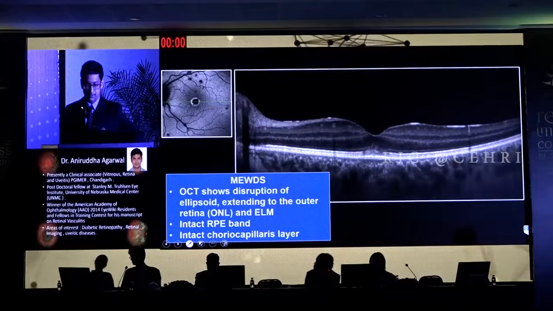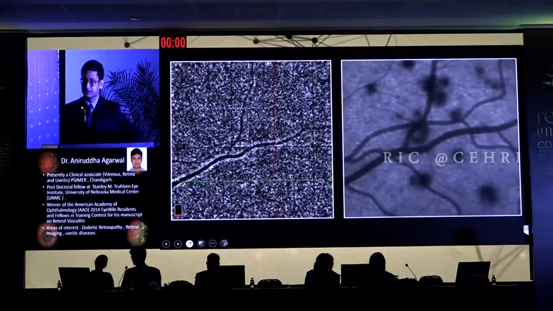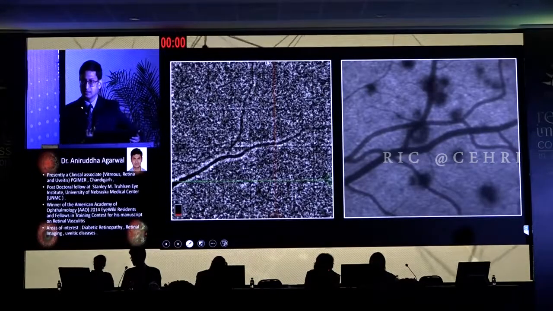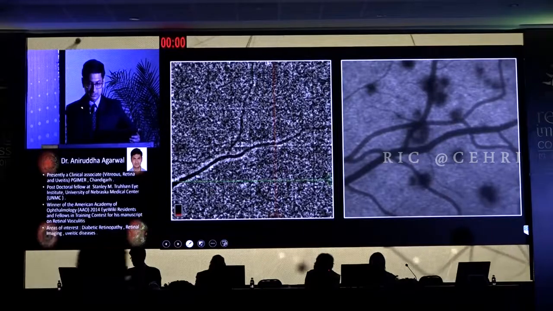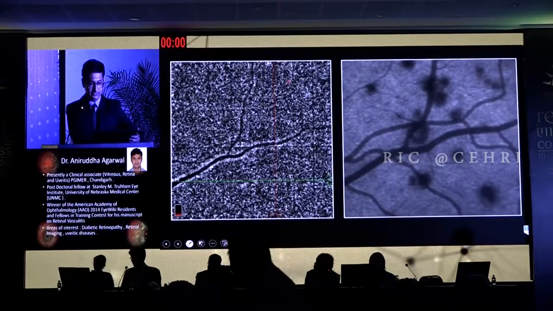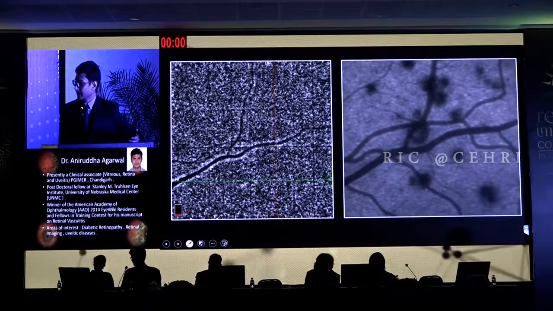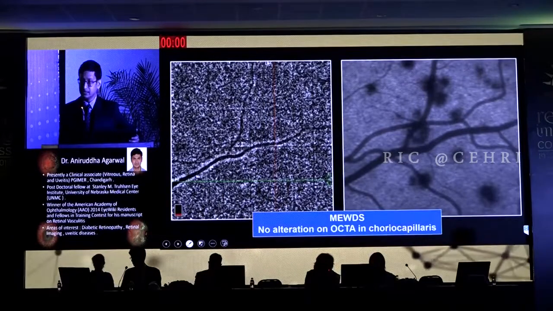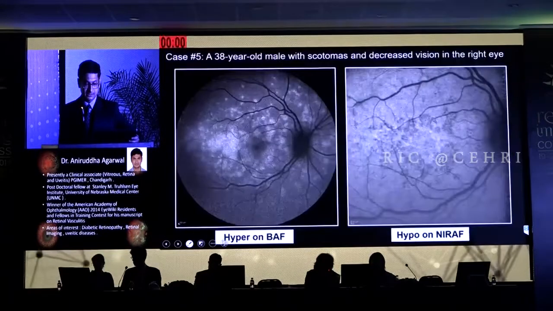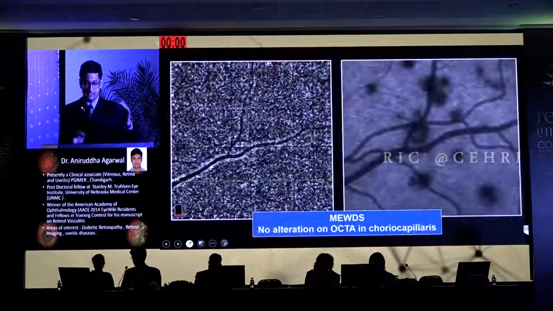The OCT shows this characteristic disruption here of the ellipsoid, and it often extends to the outer retinal layers, and you have an intact choriocapillaris. So if you look at the OCT carefully, you have a very intact choriocapillaris, and that's very important here. And if you look at the OCT angiography, you can see here these changes that come up on the ICG do not reflect on the OCT angiography. So this is a very important learning point here, that on OCT angio, you do not have any alteration in the choriocapillaris in MUDES.